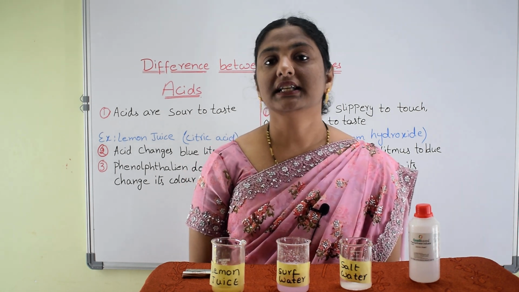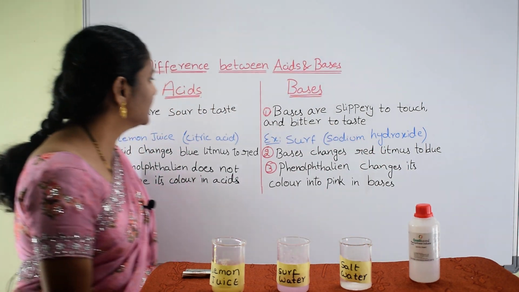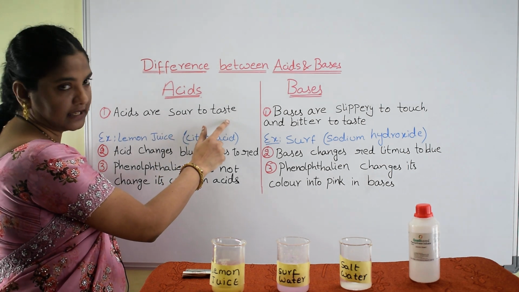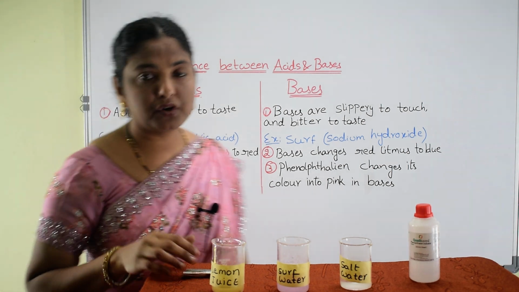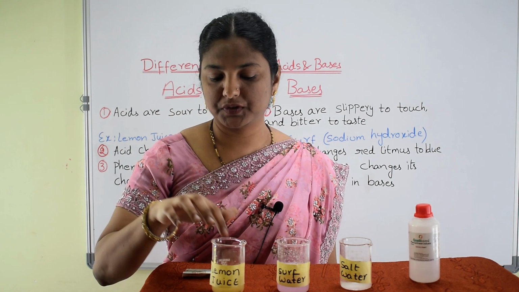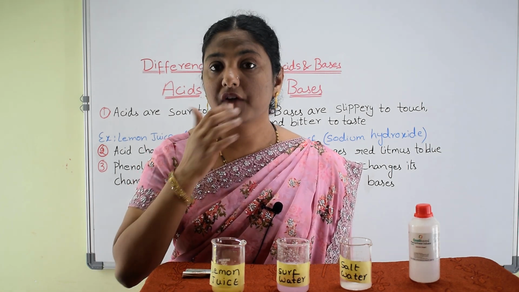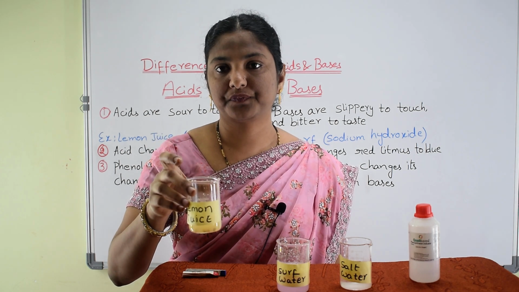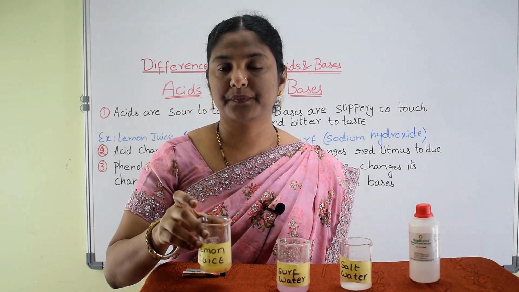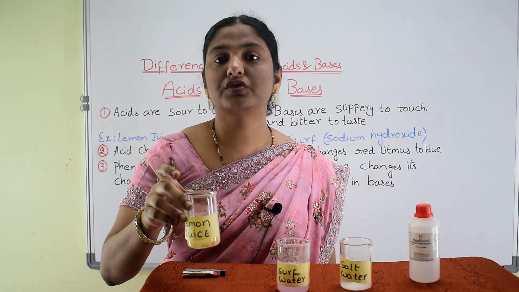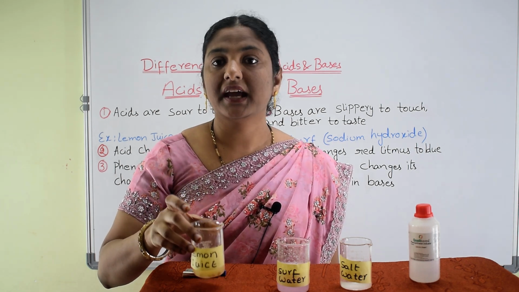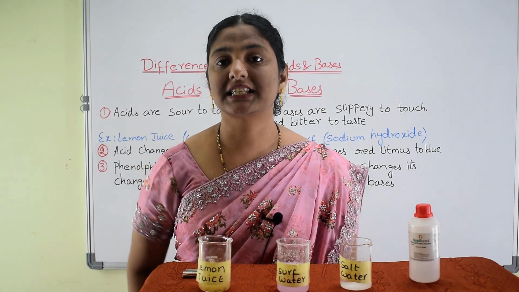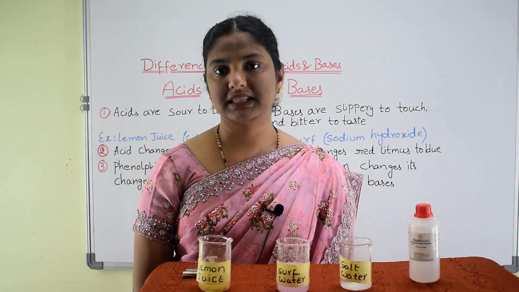If we consider the definition of acid, what is it? Acids are sour to taste, which means we have to taste all these three substances. If you taste these, which is sour? This lemon juice is sour to taste, which means this lemon juice is acid. It contains an acidic substance. The name of the acidic substance is citric acid.